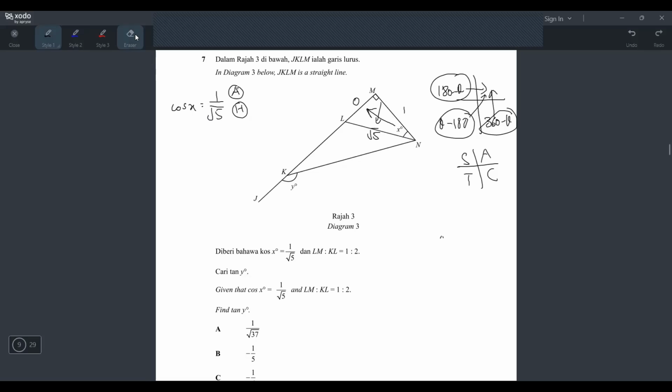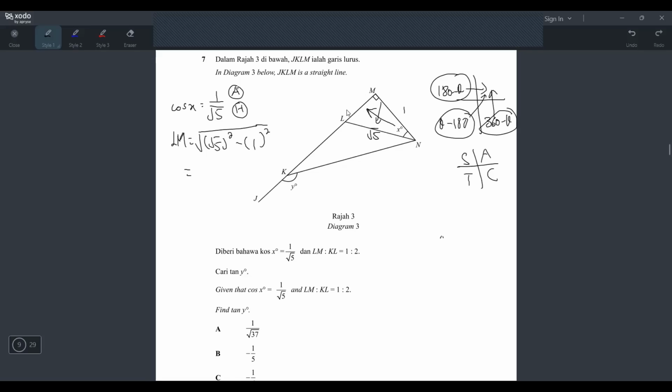And then the opposite, even though they never asked me to find it, I'll still find it anyway. How to find it? You use the Pythagoras theorem. How do we find LM? We take the longest side in the triangle, which is square root 5, and then minus the 1 square. Remember, when we are not finding the hypotenuse, the longest side, we always minus. But when we are finding the hypotenuse, then we plus.